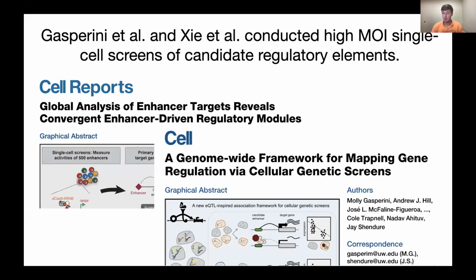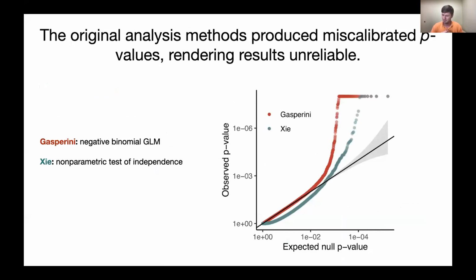So to illustrate this, we look at two recent single-cell CRISPR screen data sets. The first was published by Gasparini et al. in 2019, and the second was published by Shia et al. in 2019 as well. And what we observe is that the analysis methods that were used originally in these papers to analyze the data exhibit very severe miscalibration, which is a problem statistically.